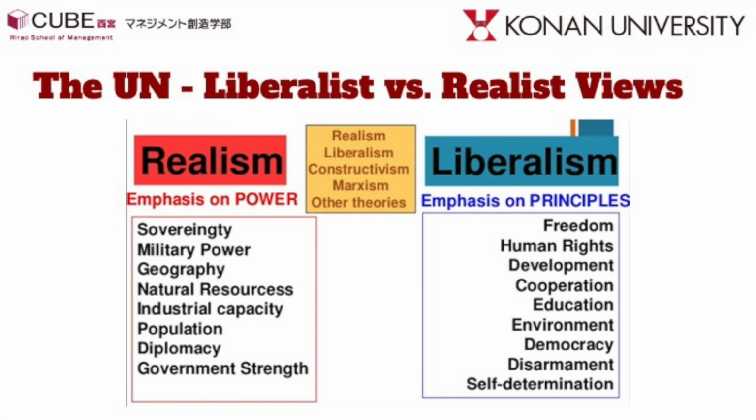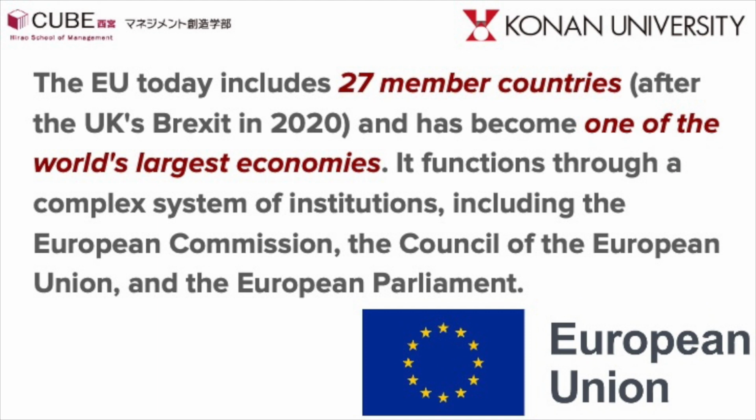norms, realists are more skeptical, emphasizing the constraints posed by power dynamics and national self-interest. Both perspectives acknowledge the complex role of the UN in the international system, but they diverge on its potential and limitations in maintaining global peace and security. So next, we'll take a look at the European Union.